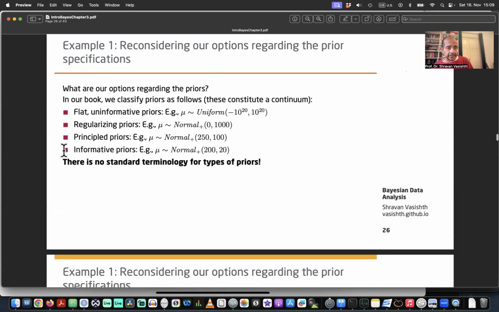Okay, and then finally, the last class of priors that I'm mentioning here are the informative priors. They don't look very different from principled priors, but one thing you'll notice is that they are much tighter. The informative prior here is much tighter, and it carries a lot more information than this principled prior here.